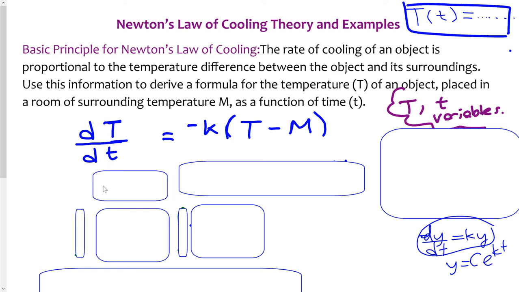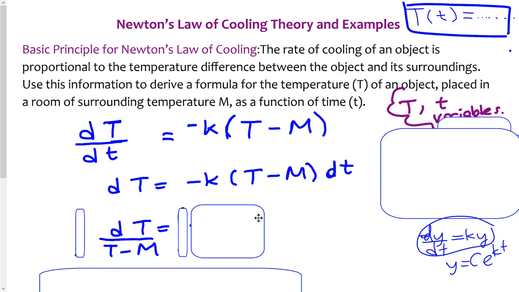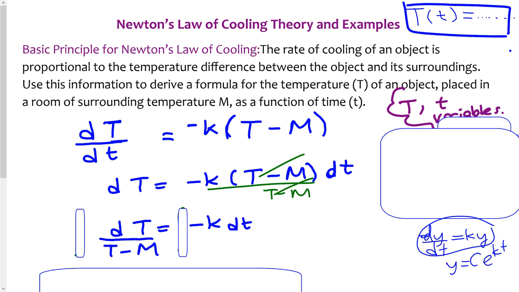Okay, so I guess I did that in two steps here. First, multiply by dt, and then divide by T minus m, both sides. So here's what we have. I divided this side by T minus m, so here they cancel, and divided this side by T minus m. Okay, so we have two variables. Capital T is the temperature, lower t is the time, and we separated them. Capital T is on one side, lower t is on the other side.